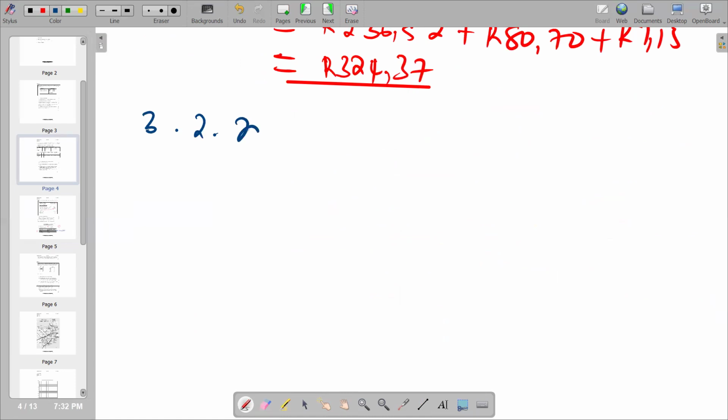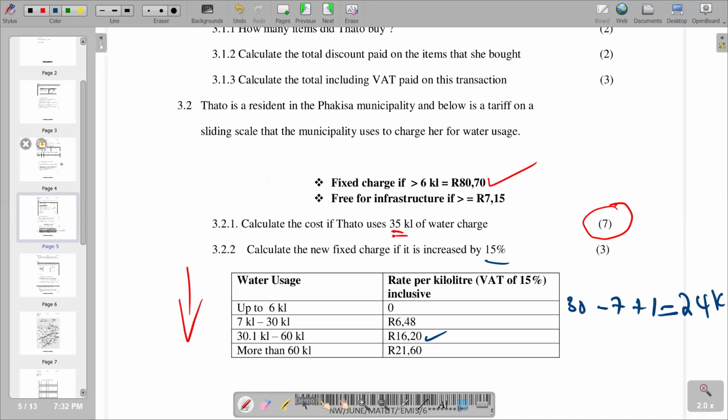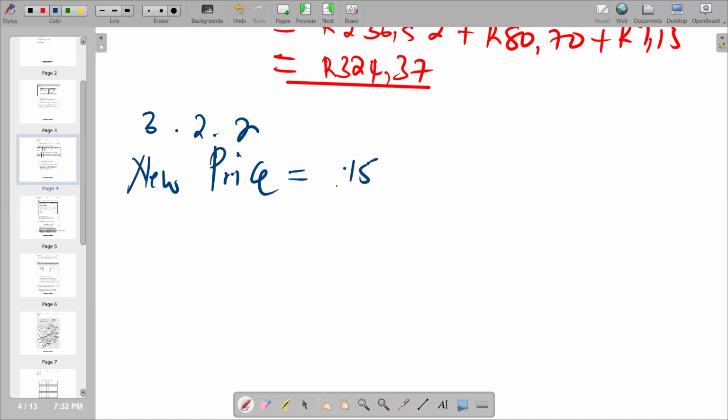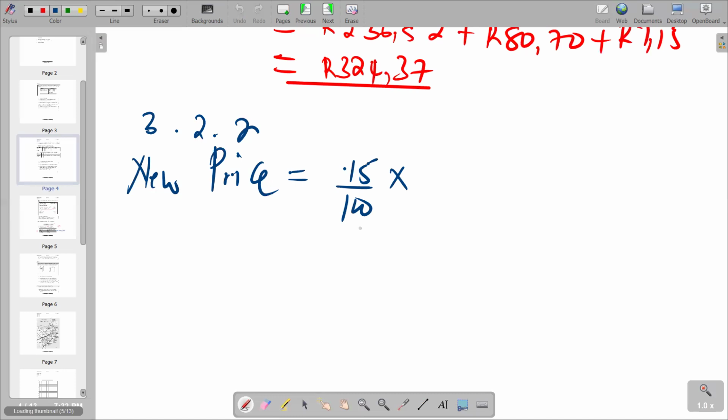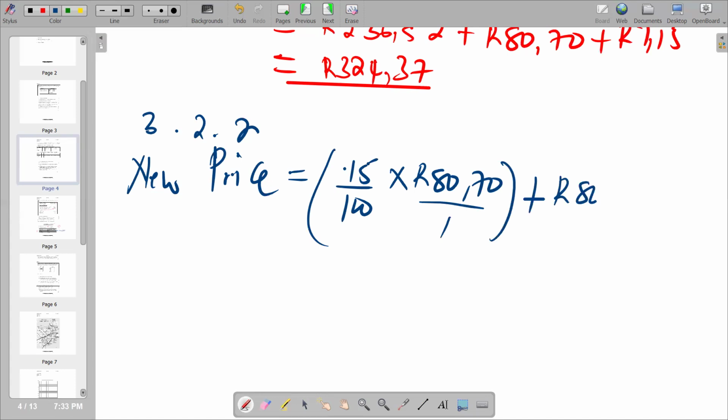So this is going to be your 3.2.2, whereby we are saying new price is equal to, first of all, remember, it's going to increase by 15%. So 15% is 15 over 100. And then we multiply by the fixed charge, which is 8 rand 70. And then the answer that we get here, we add to 8 rand 70. And then I will see what we get.